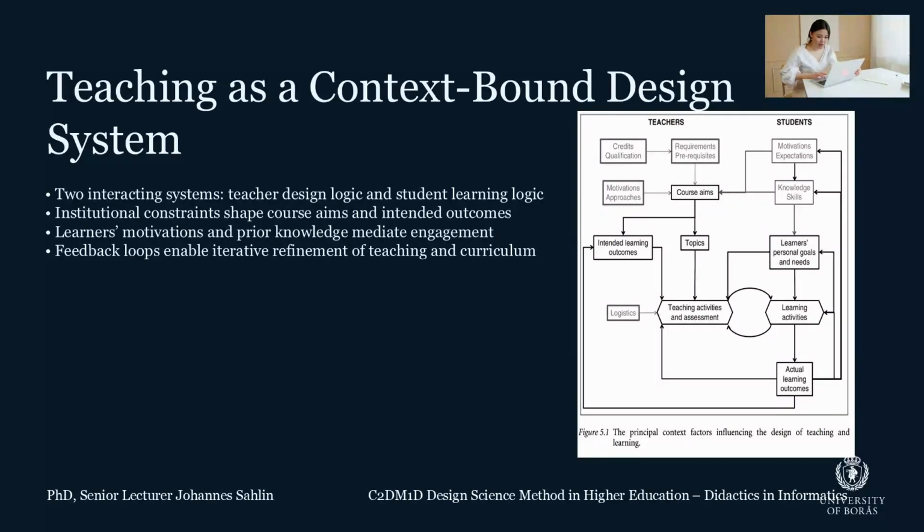Figure 5.1 is structured as 2 interacting systems: the teacher's design logic on the left and the student's learning logic on the right. The diagram makes visible that teaching is never designed in isolation. It is shaped by both institutional constraints and learner characteristics. On the teacher side, design begins at the top with credits, qualification level, and formal requirements. These define what is structurally possible.